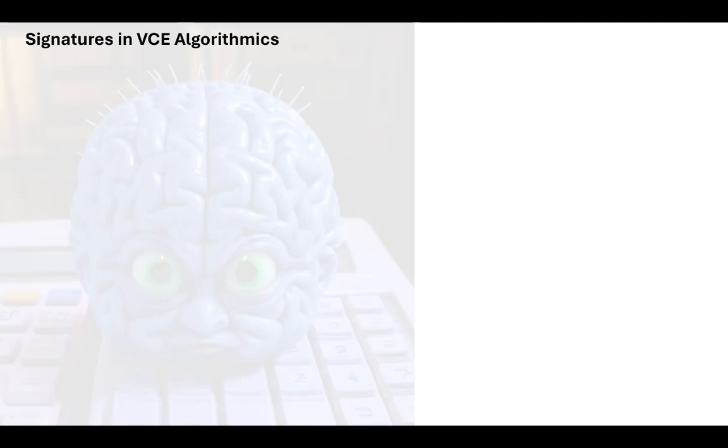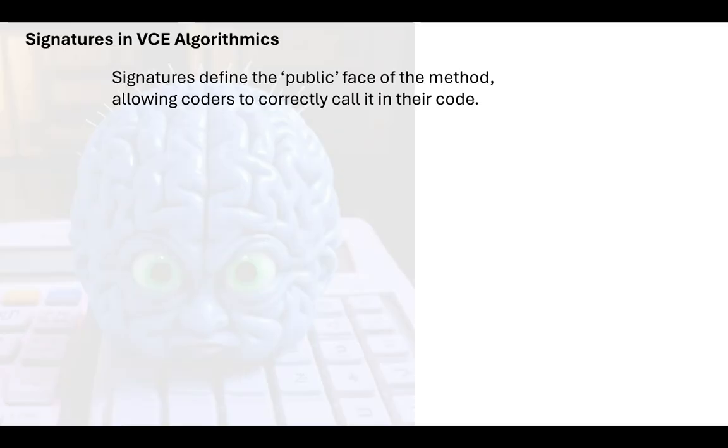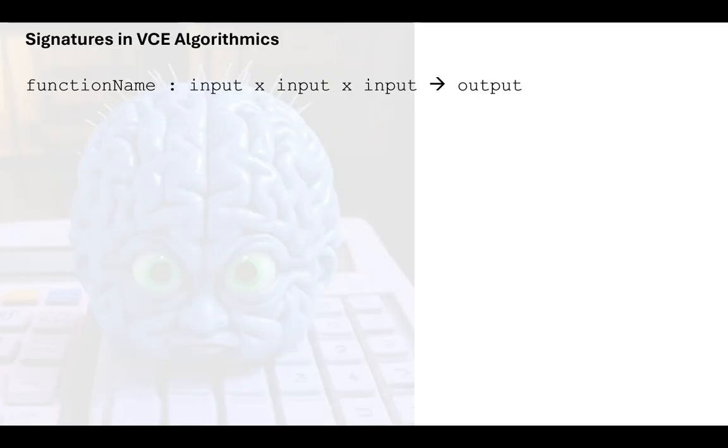In this video for VCE Algorithmics, I cover the topic of signatures and outline some common exam errors. A signature exists to define the public interface of a method without going into the details as to how it works or what it even does. It just defines what the operation is called, what inputs it needs, and what it returns.